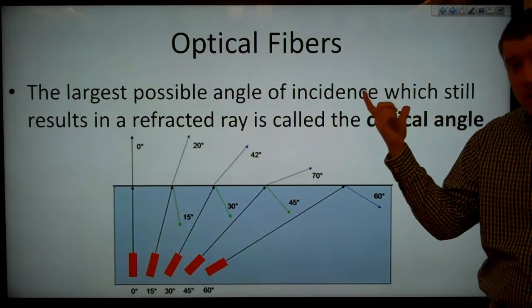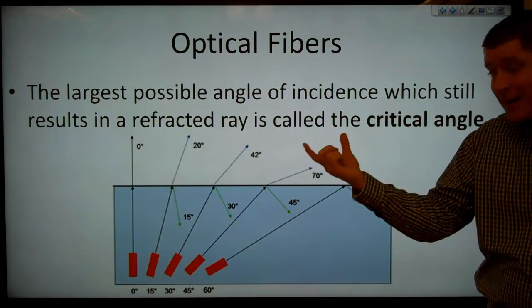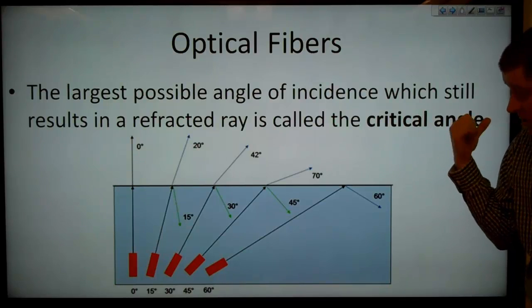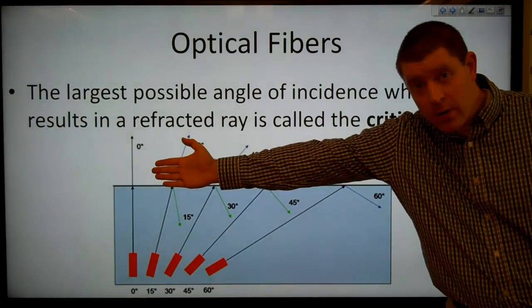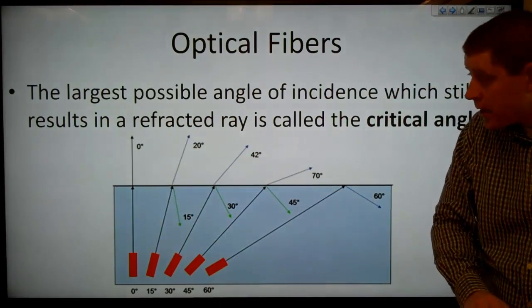The largest possible angle of incidence which still results in a refracted ray is called the critical angle. Here we have an angle of 0. In that case, the light can go through.